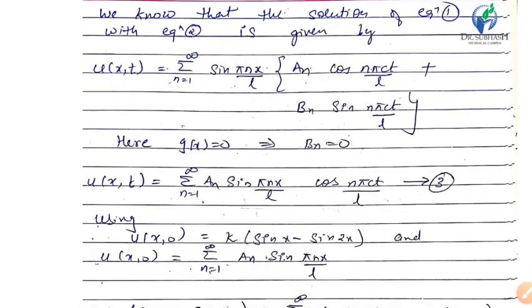Now the solution of the given equation 1, that is the wave equation, can be written as u of (x, t) equal to sigma n equal to 1 to infinity sin(n pi x upon L) [a_n cos(n pi c t upon L) plus b_n sin(n pi c t upon L)]. This is the equation we have just seen.